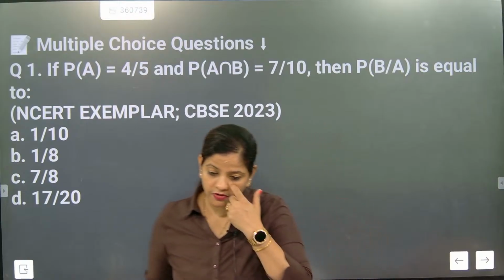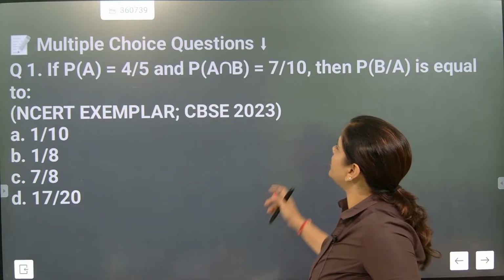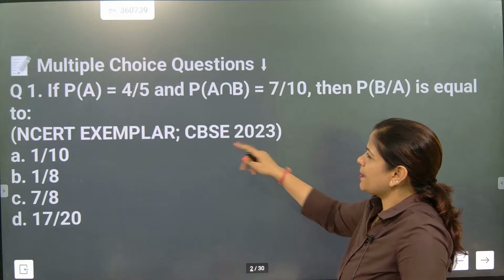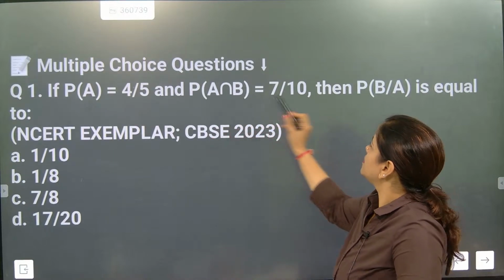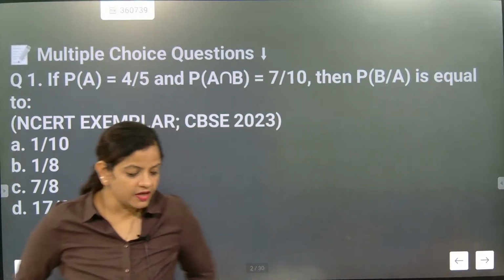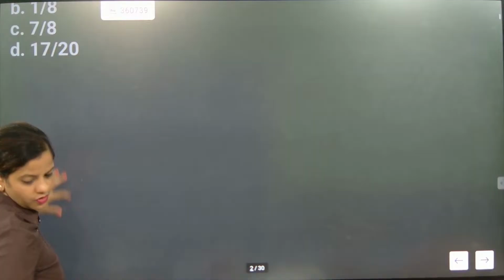Starting the session, please. So now look here. P of A is equal to 4 by 5. P of A intersection B is 7 by 10. Then P of B by A, that value we have to find. With the help of this P of A, we can find the answer. This is a CBSE 2023 question. In this, another question we are going to solve.